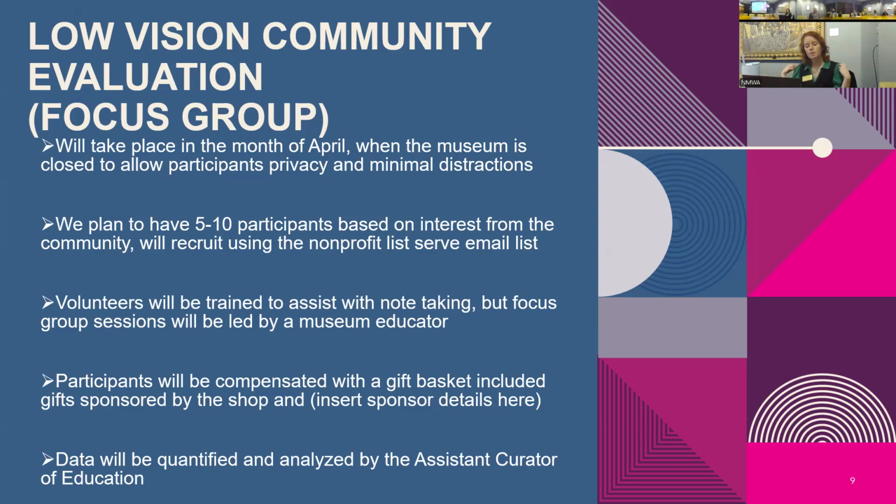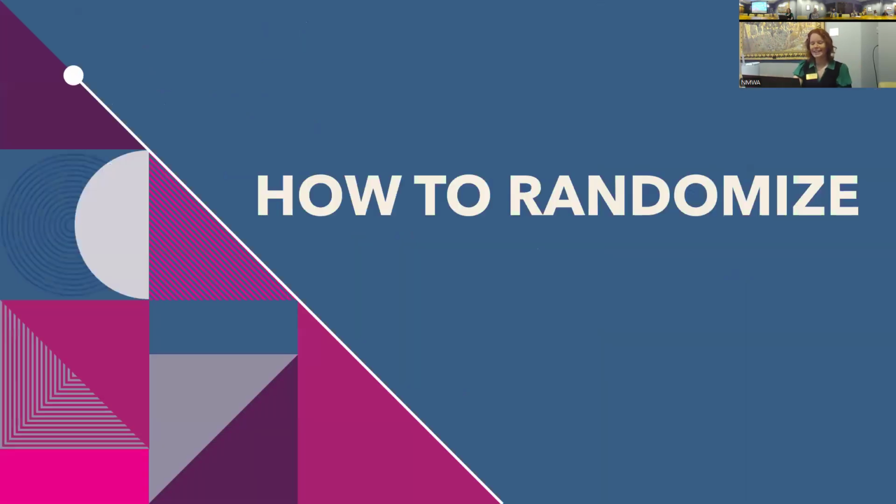They'll be compensated with a gift basket, which includes a gift sponsored from the shop, and there's eventually going to be another sponsor. I'm still working on this. And the data will be quantified and analyzed by me. So this is the part where we're talking about some of the skills you're going to need to have. So we're going to talk about how to randomize.